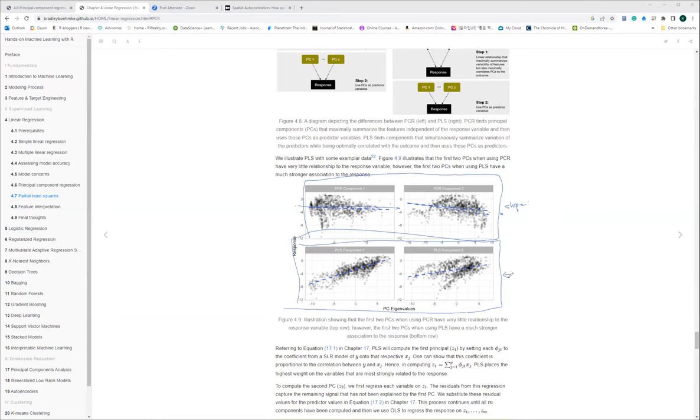But when we use the partial least squares regression, that can be improved like this. A steeper and more significant slope, a positive relationship in this case, is generated compared to the previous one. So that's the good thing about partial least squares: compared to principal component regression, it generates a much improved modeling result. That's the thing.